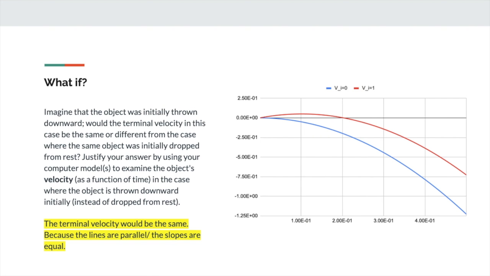The next question: if the object was initially thrown down rather than just dropped, would the terminal velocities be the same or would they be different? For the visual answer to this question, they would be the same. In the computer model that I created, I just set the initial velocity to 1 in the y direction rather than 0. And you can see that towards the end, these slopes end up becoming the same. In other words, the lines become parallel, which indicates that the velocities are the same, that they are constant.